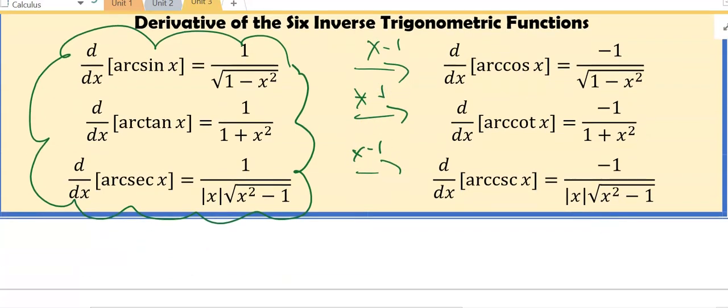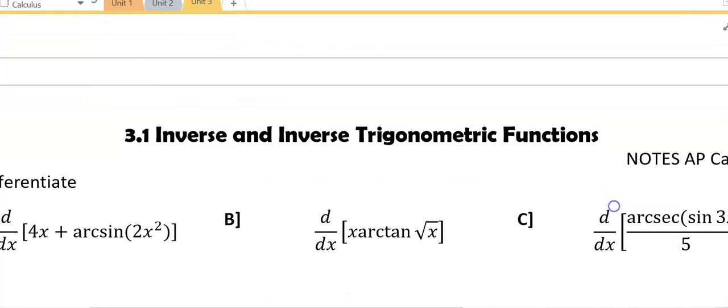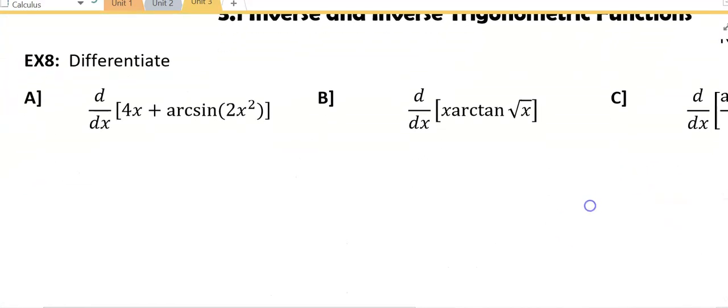Okay, let's now apply this. Looking at this problem, it wants us to differentiate 4x plus arcsine of 2x squared. This would be easy enough to do if it was just arcsine of x, this problem right here. There are a couple of different ways to do this, but it does involve the chain rule in some capacity. So one way to think about it is if we rewrite, this is not part of the actual problem, as arcsine of u, which means that u would be 2x squared.